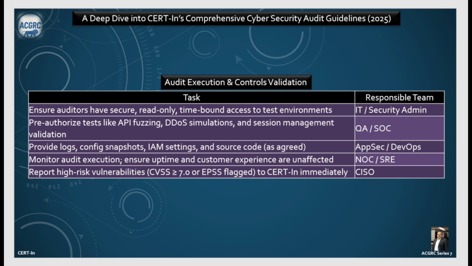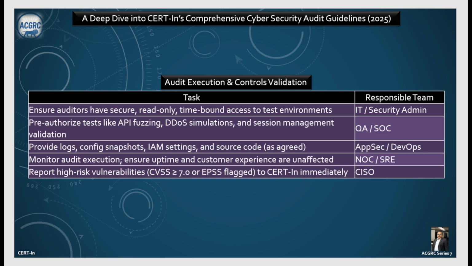Next phase is audit execution and controls validation. Step 1 is to ensure auditors have secure, read-only, time-bound access to test environments. This should be driven by your IT or security admin team. Step 2 of this phase is to pre-authorize tests like API fuzzing, DDoS simulation, session management validation. Should be driven by your quality and SOC teams.